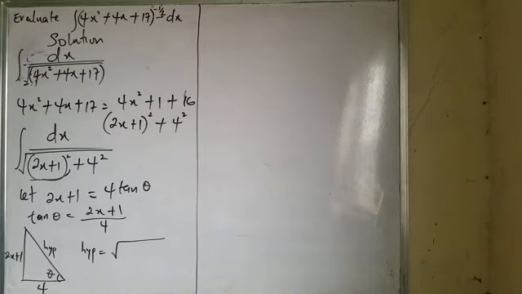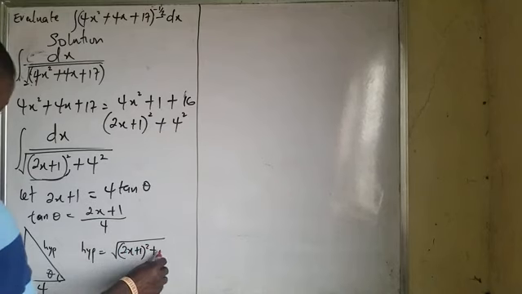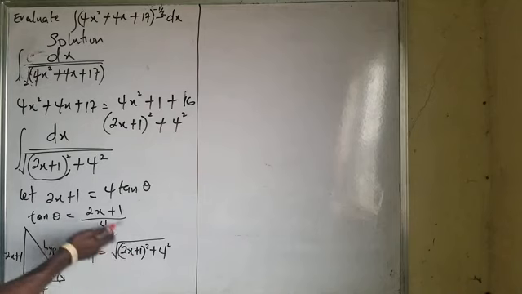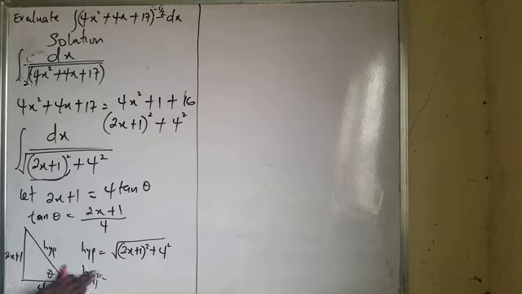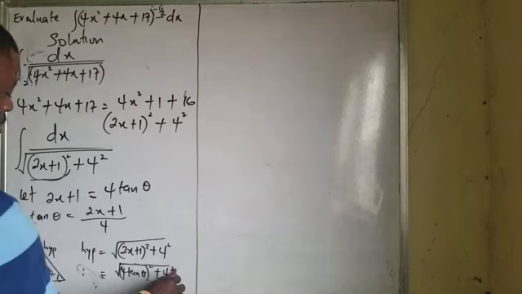If you don't understand TWA, you will not be able to get what I'm doing now, which is I'll be having (2x plus 1) squared plus 4 squared. Now, we're told that this equals this. It means the hypotenuse will be equal to the root of (4 tan theta) squared plus 4 squared.